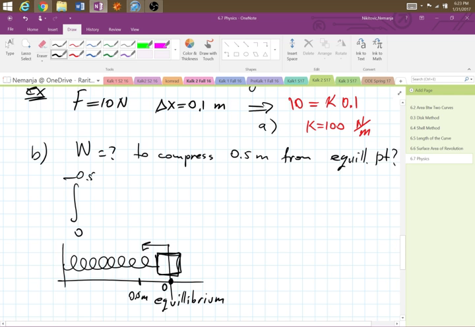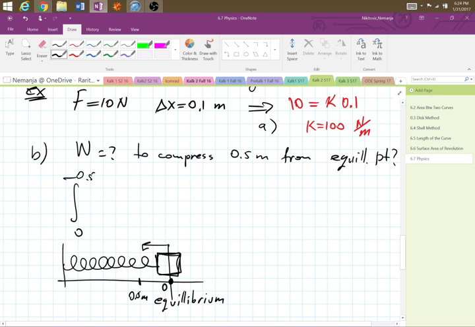Why negative? Because left of 0, right? Equilibrium is 0. That's the center of the universe at that point. And there are positive numbers to the right and negative numbers to the left. If you're compressing it, you're going to go from 0 to negative 0.5. If you are stretching it, you're going to go from 0 to whatever you stretch.